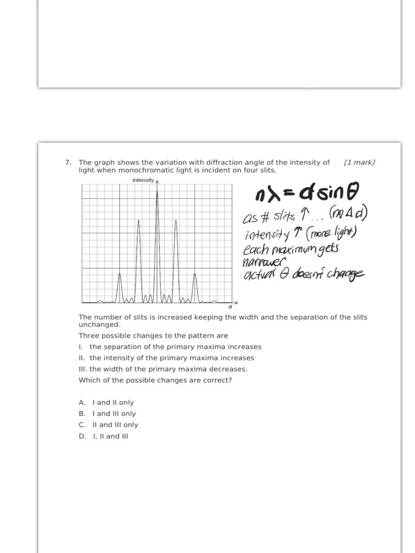So, possible changes to the pattern. 1. Separation of the primary maxima increases. That's making reference to the angular position of the maxima. That is not true, so not 1. 2. Intensity of the primary maxima increases. Yes, intensity does go up, so 2 is true. 3. The width of the primary maxima decreases, that they get tighter or narrower. Yes, that's also true. And so are 2 and 3 a choice? Yes, C. And so 7 is choice C.